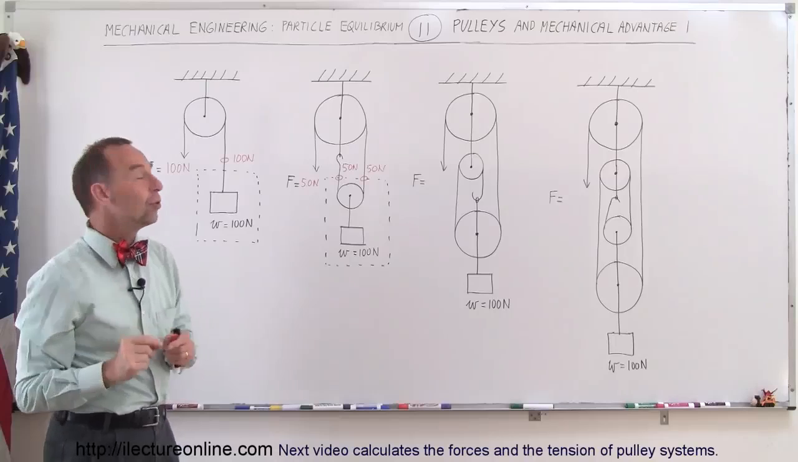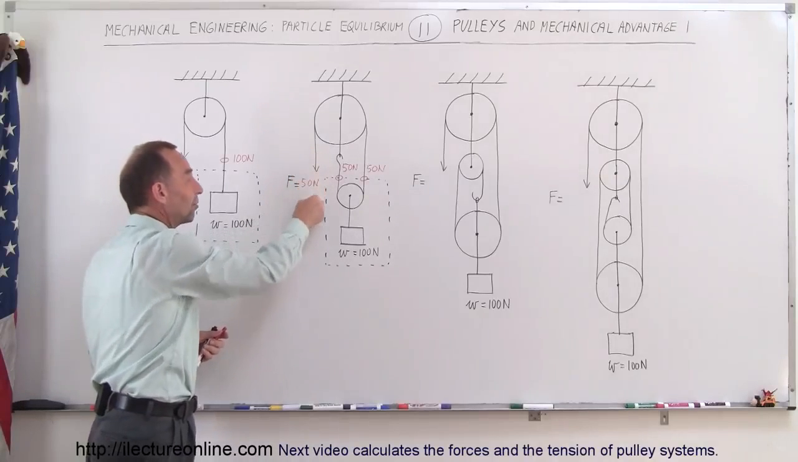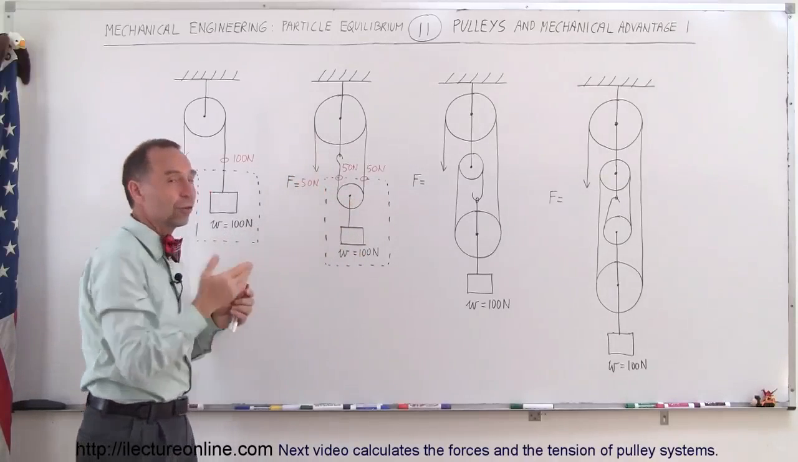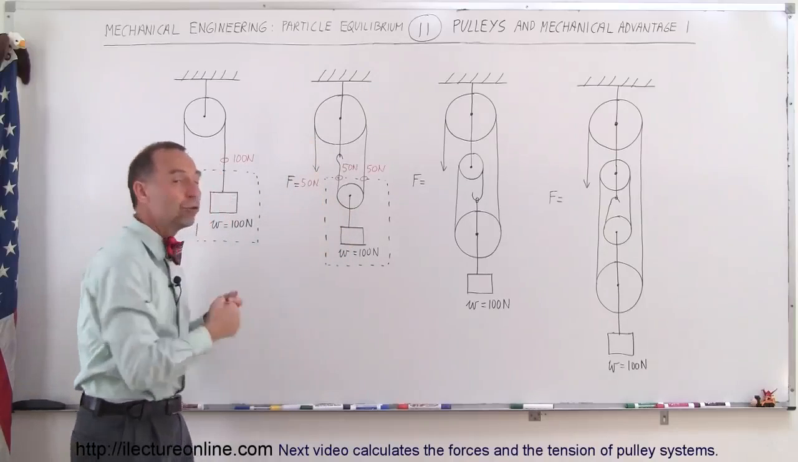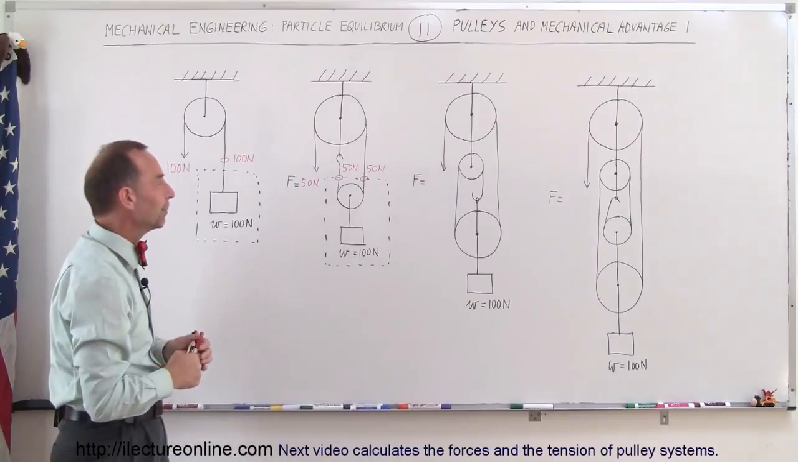One of the things that happens though is that you'll have to move this twice as far to move this up a certain distance. For example, if you want to lift it up 1 meter, you'll have to pull down on the rope by 2 meters to make it lift 1 meter.